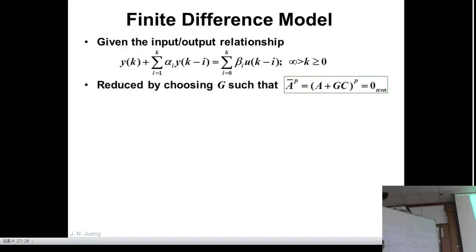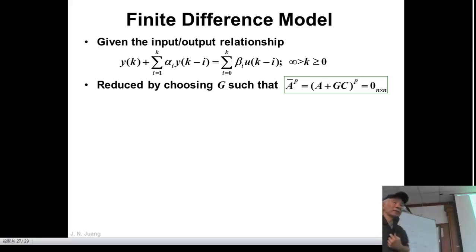Okay, let's look at an example. Now, assume we pick a G such that (A + GC) to the power P equals 0, an n by n zero matrix, just like what I showed you. I have a G such that A bar squared equals 0. The same thing holds if I can choose a G such that (A + GC)^P equals 0. Now, this A is not just 2 by 2. This A can be 10 by 10, 5 by 5, 20 by 20, or 100 by 100.